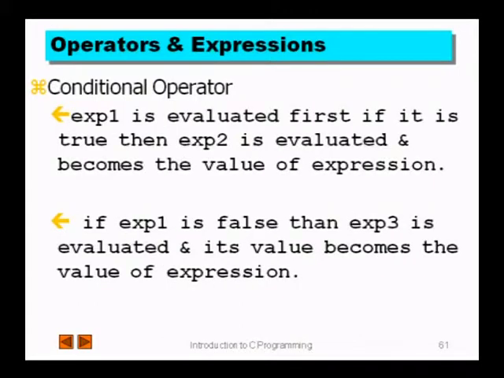Expression 1 is evaluated first. If it is true, then expression 2 is evaluated and that becomes the value of the expression. If expression 1 is false, then expression 3 is evaluated and its value becomes the value of the expression.